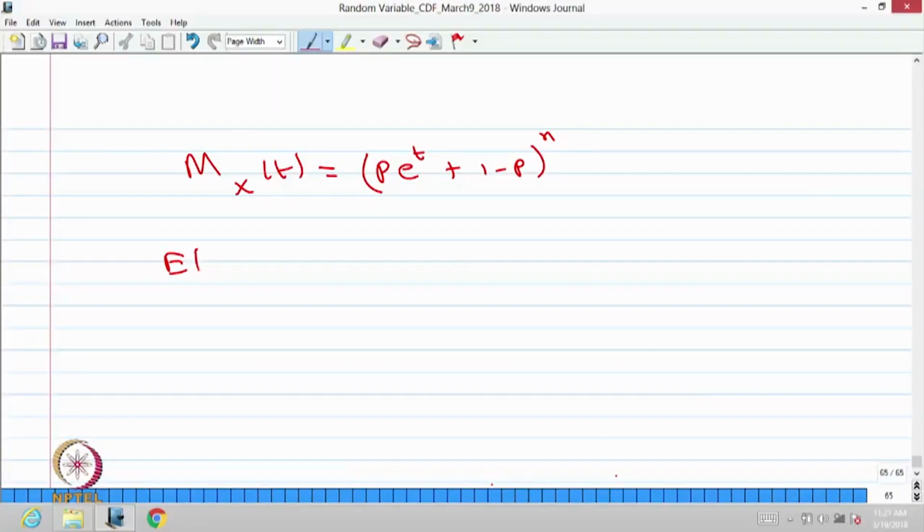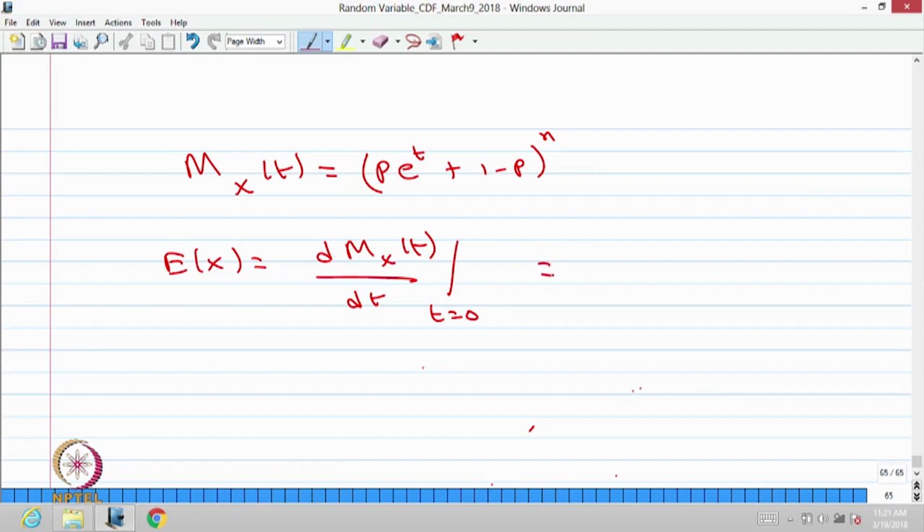So, in particular, if you want to find the mean of this random variable, that is nothing but, if you take the derivative of the MGF with respect to t and then substitute t equal to 0, it will give the mean of the binomial distributed random variable.